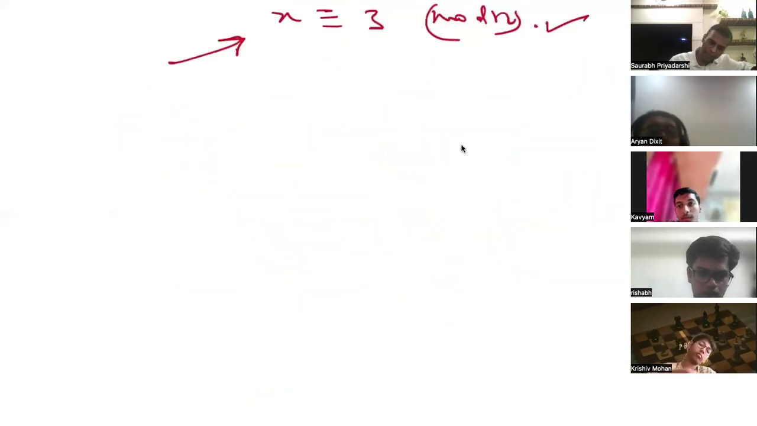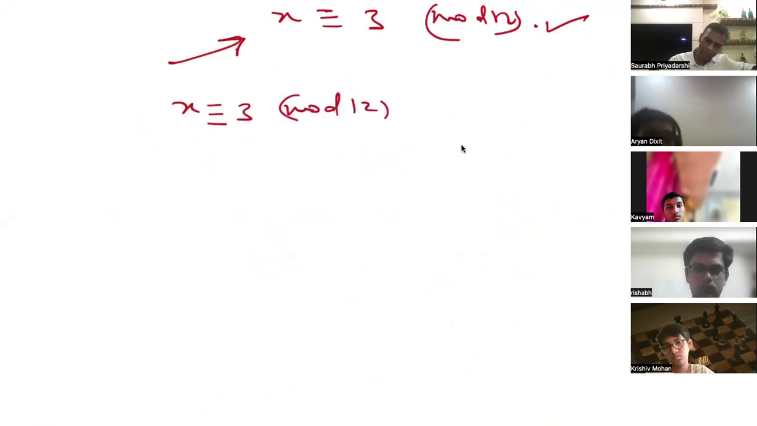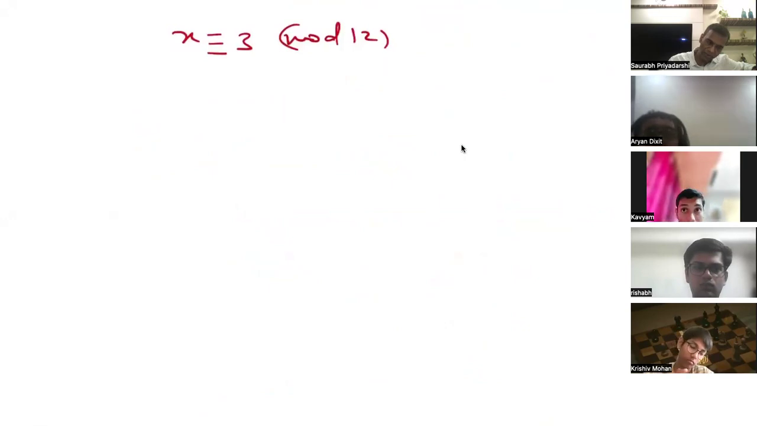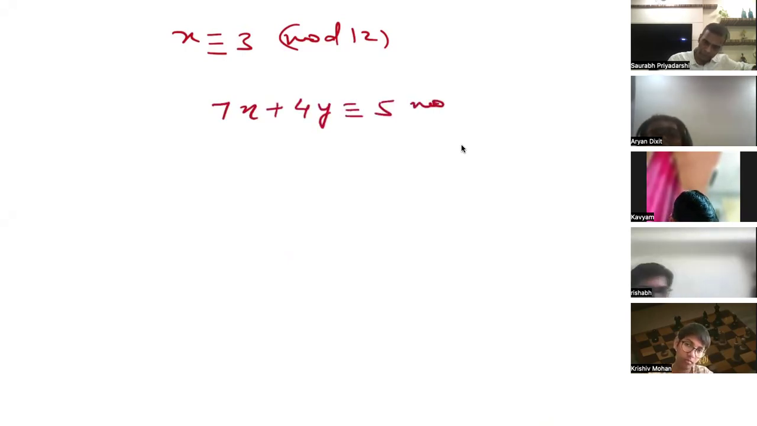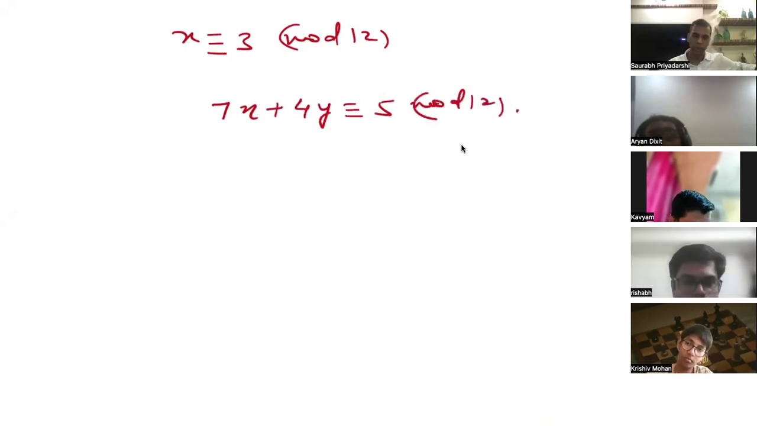If I'm putting x congruent to 3 mod 12, what is the value of y in this case? Just find out. Sir, if y is 5 mod 12, x won't be 3 mod 12. If x is 3 mod 12, y should be 8 mod 12. I checked, sir. Just go for the second solution.